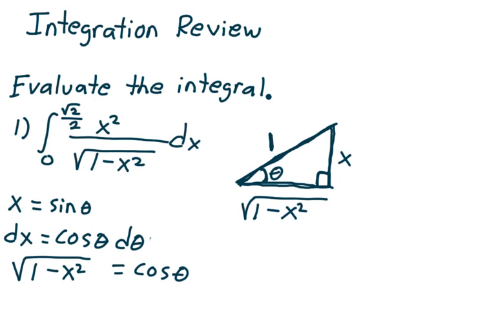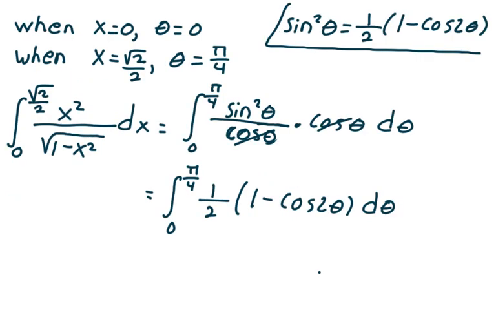So the triangle dictates that x over 1 is equal to sine theta. dx is cosine theta d theta, and the square root of 1 minus x squared over 1 will be cosine theta. Now, when x is 0, theta is 0. So I'm converting my x limits to theta limits. When x is square root of 2 over 2, theta is equal to pi over 4.